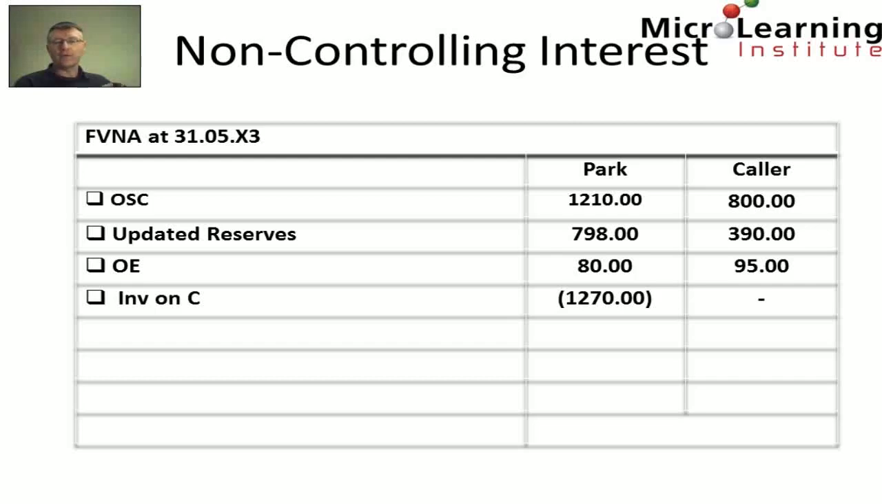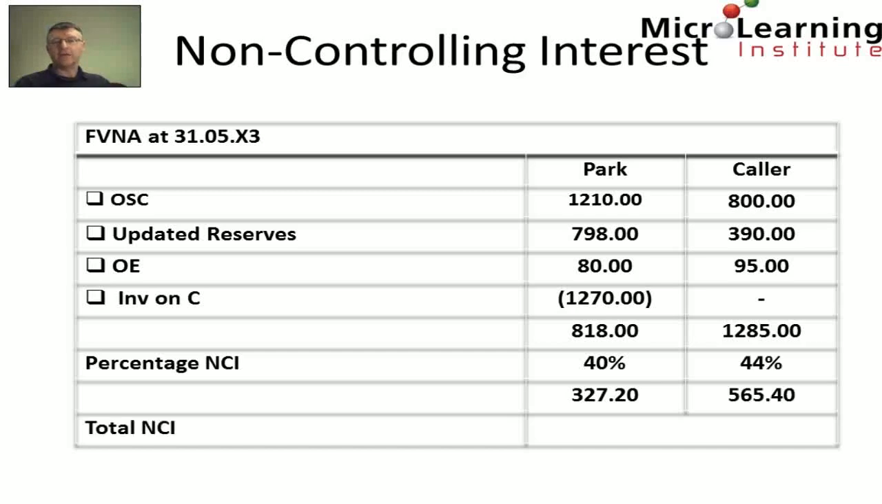So we remove from the books of Park, from the net assets of Park, the investment in Calle, giving us a fair value net assets in Park and Calle respectively at 818 and 1285 million at the 31st of May X3. Now, of course, the non-controlling interest share, as we've calculated from our group structure, of Park is 40%. 40% of 818 million is 327.2, and of course the non-controlling interest of Calle is 44%, and 44% of 1285 is 565.4. So the total non-controlling interest to be recognised for the statement of financial position is 892.6.